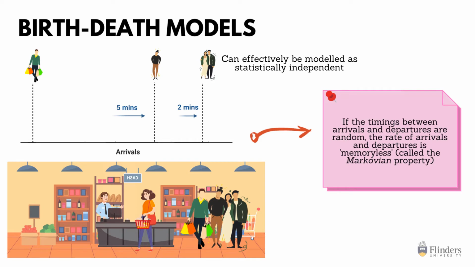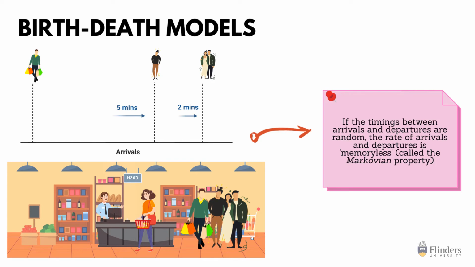With reference to our shopping example, this would mean that the time it takes one customer to join the queue has absolutely no influence on how long it takes another customer to join the queue, and likewise with the time of their departure. If this is the case, then we can say the rate of arrivals and departures has no memory, which is also known as the memoryless or Markovian property.